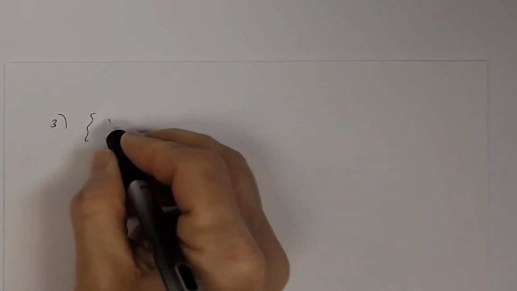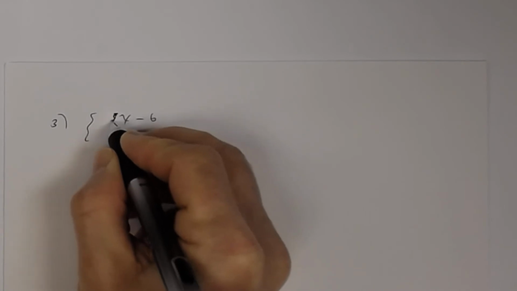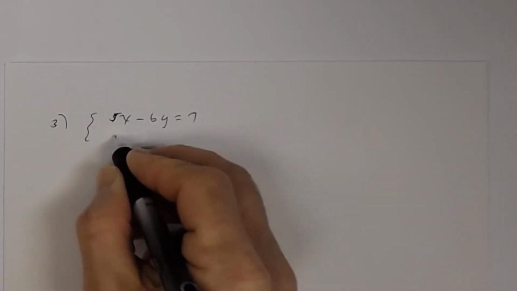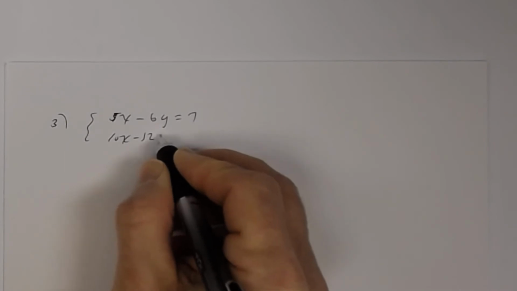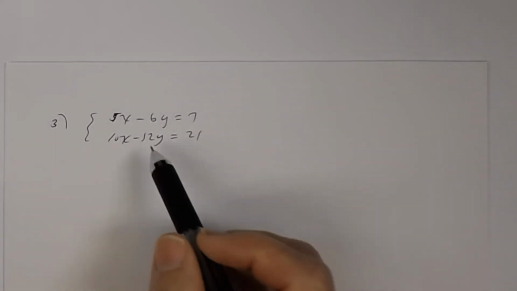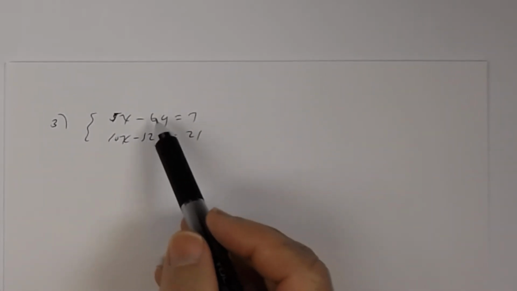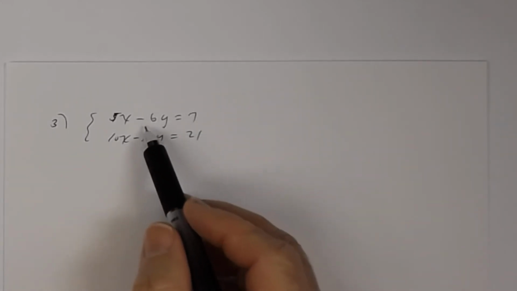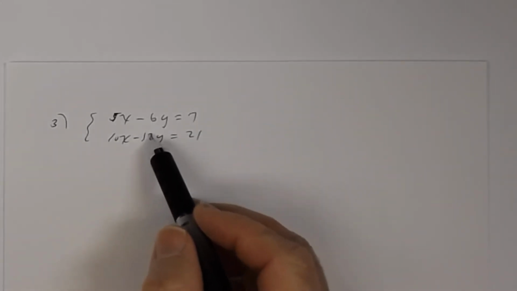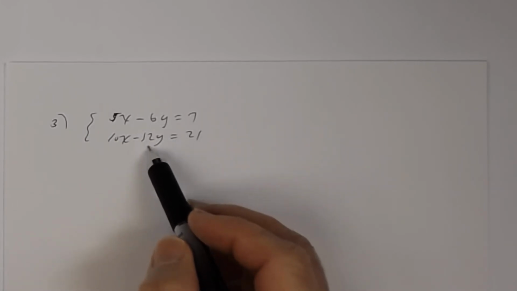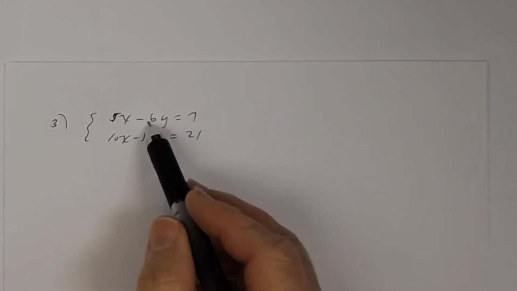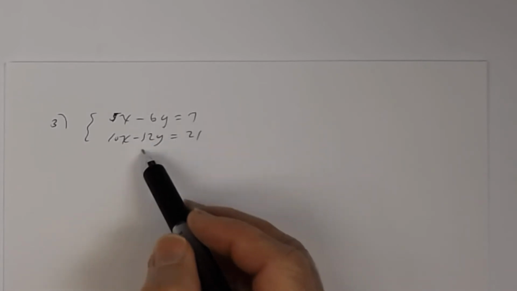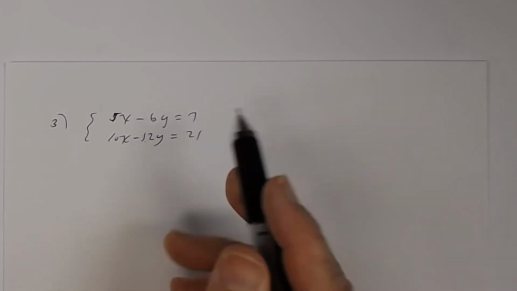Number 3, you have this system: 5x minus 6y equals 7, and then 10x minus 12y equal 21. So again, this time let's get rid of the y's and see what happens. This is 12 and this is 6, so a common multiple of 6 and 12 is 12. That means I've got to multiply this by 2. But I need one to be negative and one to be positive, so let's multiply this by negative 2.